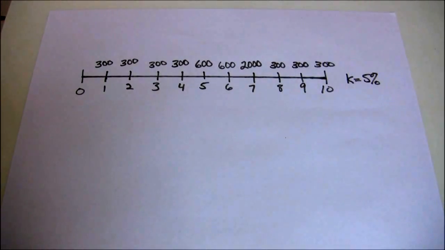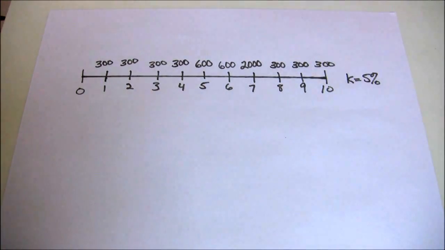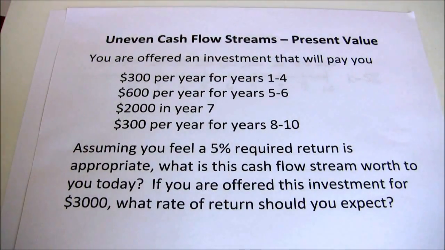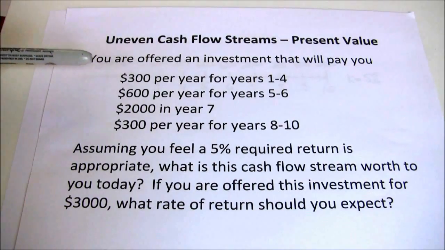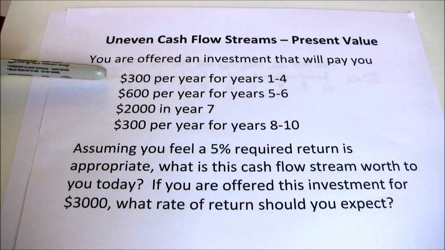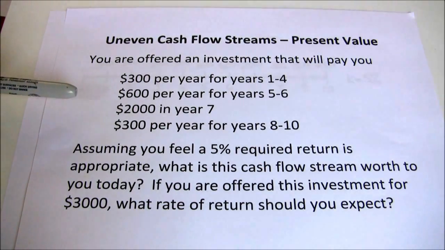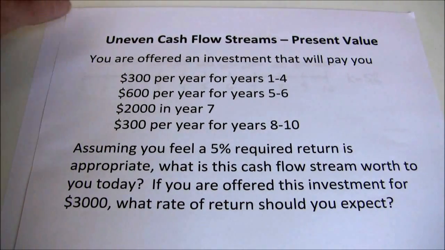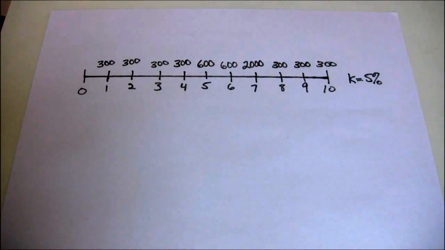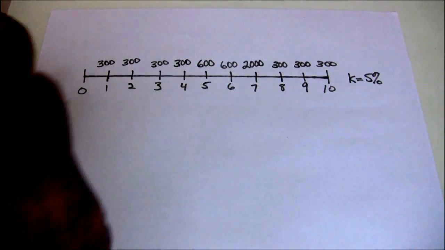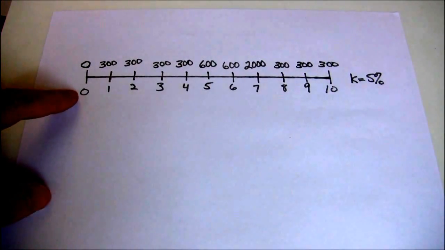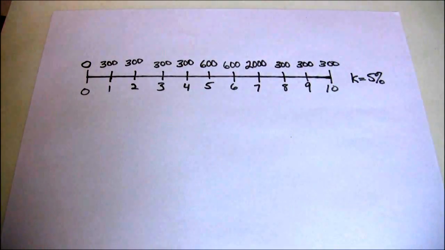Now, a couple other things to note on this timeline. One is that if we look at our sample problem again, notice there is no year 0 cash flow given. We start with 300 per year for years 1 through 4, move on, and we're not given a year 0 cash flow. But when we start plugging these values into our financial calculator, we're going to need a year 0 cash flow. So I'm just going to go ahead and write that in there. Year 0, our initial cash flow is 0.